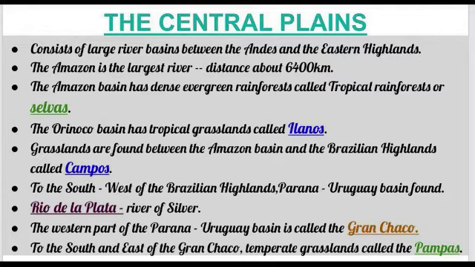Got it? Next, we are going to discuss the Orinoco basin. The river Orinoco also rises from the Andes. The Orinoco basin has tropical grassland called llanos. Tropical grassland. Here you already noticed the word grassland. That means short trees and grasses are found there. That's why it is called grassland. And in the Amazon basin, evergreen rainforests are there.